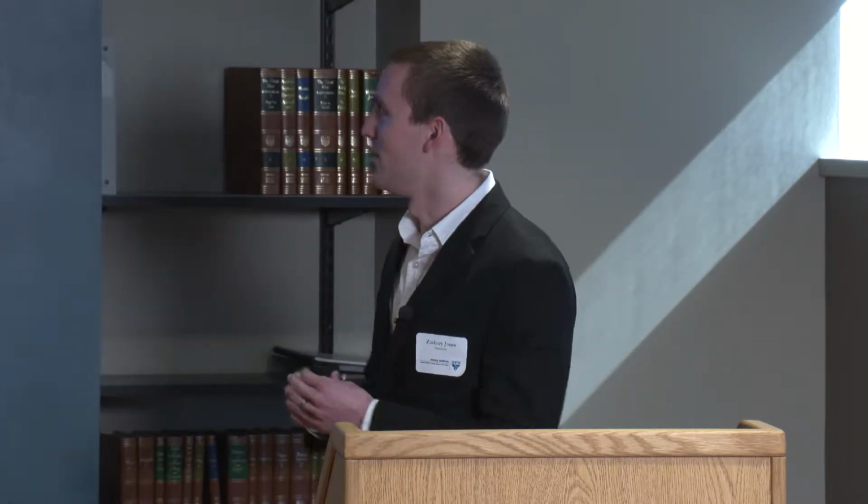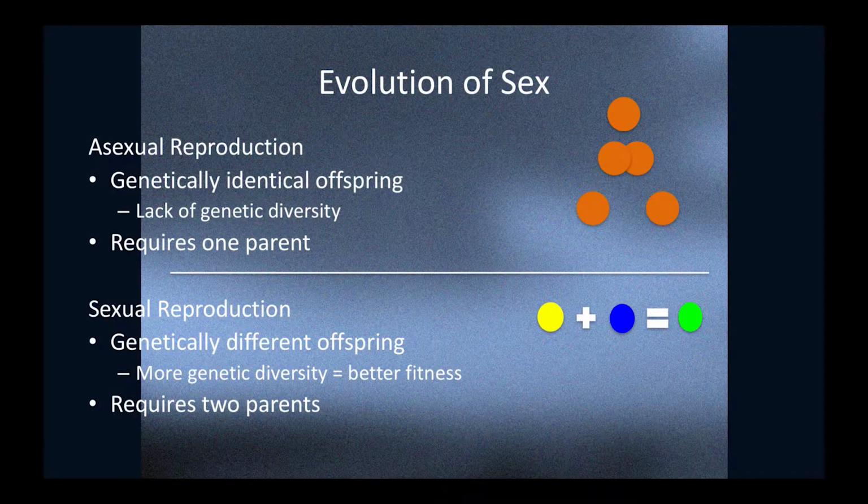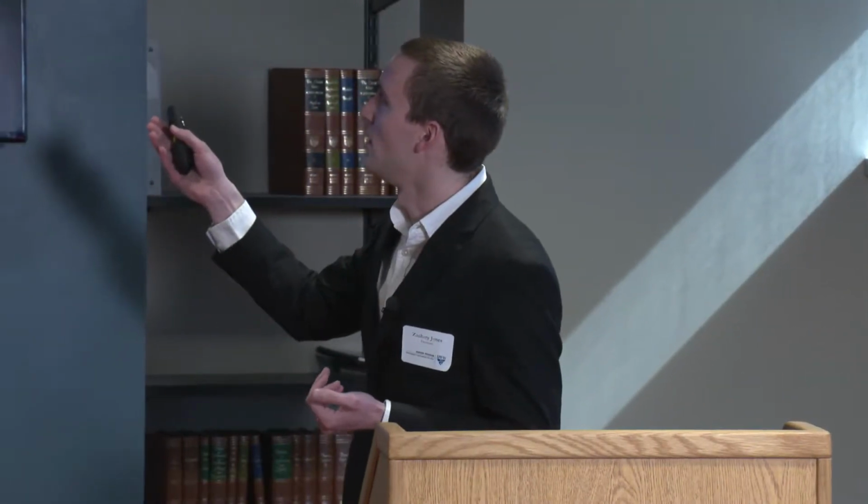And so we have two forms of sex, mainly asexual reproduction and sexual reproduction. Okay, with asexual reproduction, you have genetically identical offspring and one parent. So in the simple diagram I have at the top, you can see that you have one cell, maybe like a bacteria, and then it splits into two, and they're identical, right?